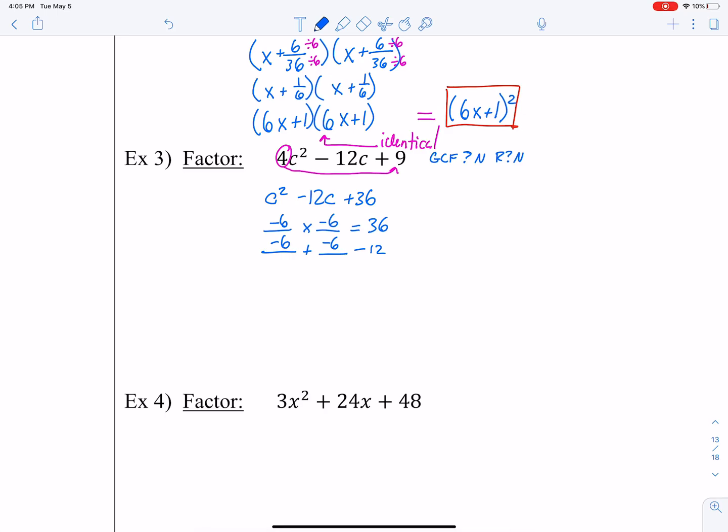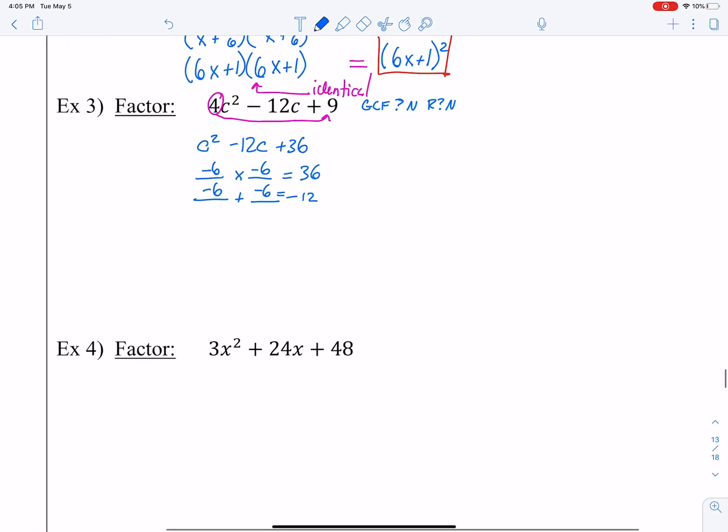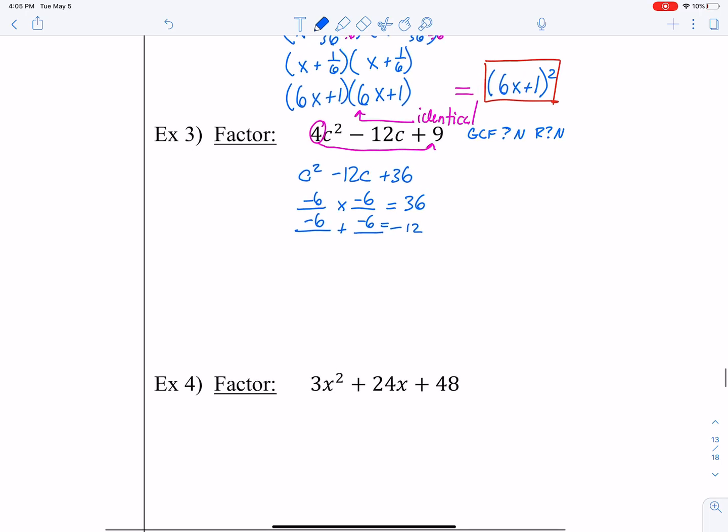My minus 6 and minus 6 give me minus 12. And if you multiply those two minus 6s together, we get 36. So my step here is going to be c minus 6, c minus 6. And then I want what I circled. Here I circled a 4. So I'm going to put the 4 in my brackets, and then I see if I can simplify that.